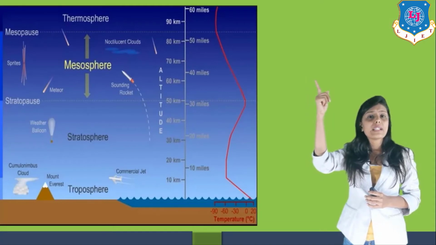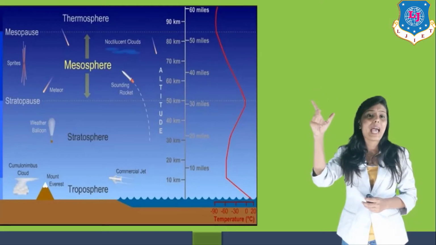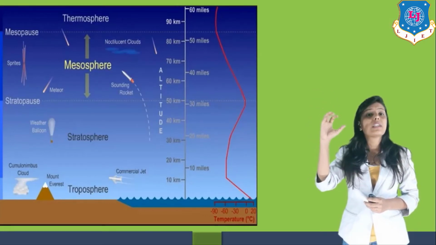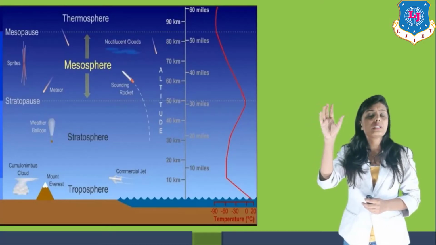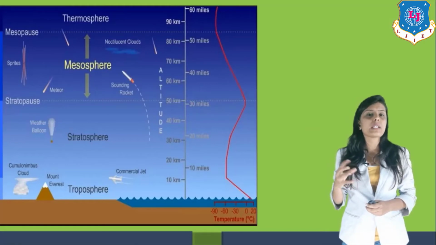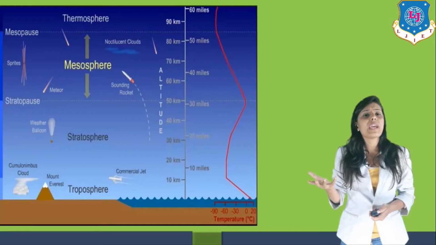Then above that is known as the thermosphere. Again the temperature will increase because the thermosphere is also known as the ionosphere, because here ions react and release heat, and because of that the temperature increases. The last layer is known as the exosphere. The exosphere is the nearmost layer to the sun, so the temperature there is very high.